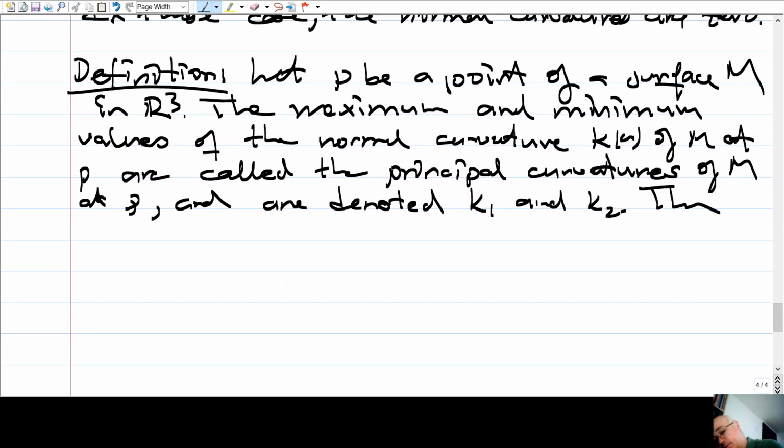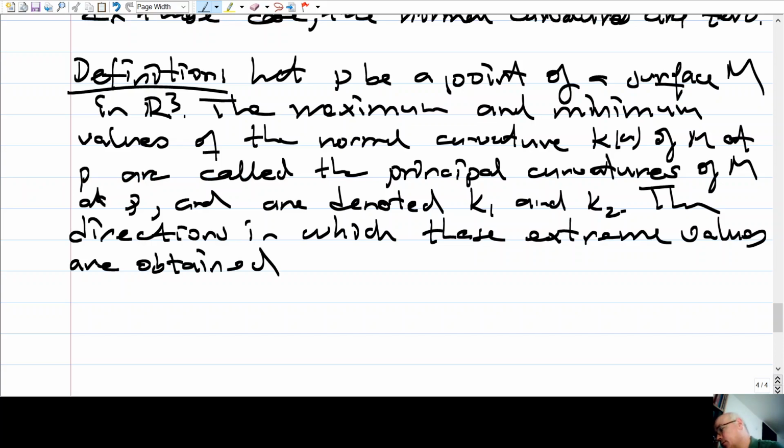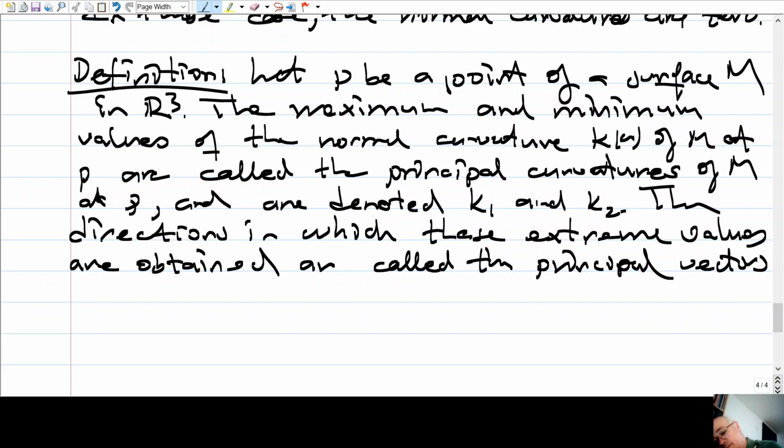The directions in which these extreme values are obtained are called the principal vectors of M at P.